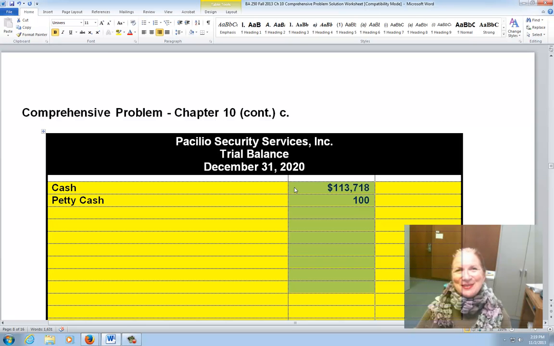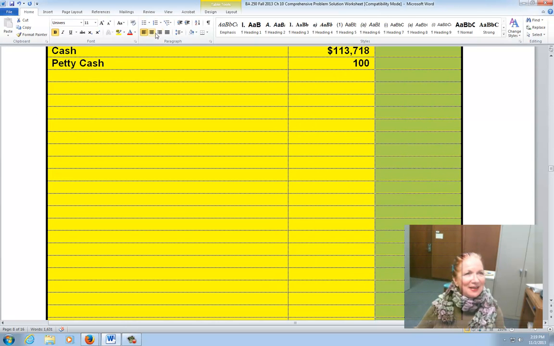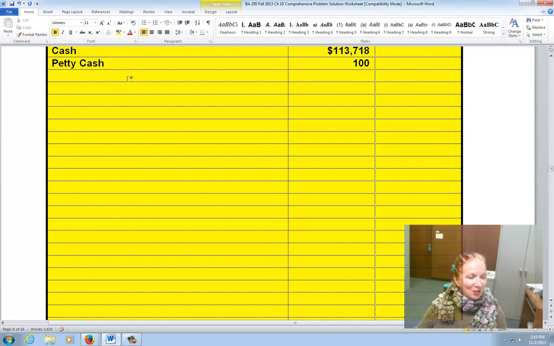Since your statements are coming off of my computer, I'm thinking yours are going to be formatted just the same way as mine. So you're going to want to format these and pull the numbers over and make them right justified on both columns. So now the next one I have is accounts receivable.